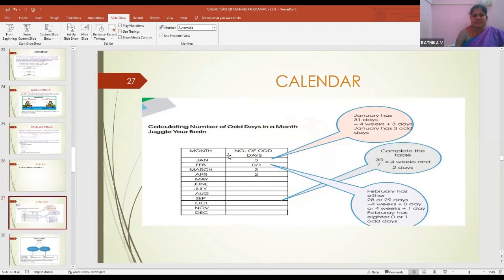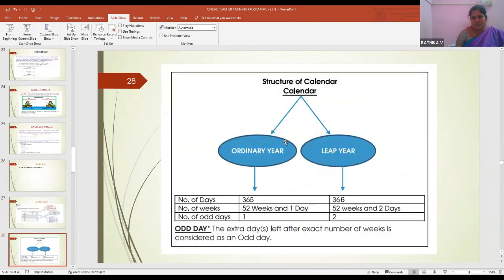So in this calendar, this is the structure of the calendar, ordinary year and leap year. In the ordinary year, the number of days is 365. To get the number of weeks, we divide by 7, and the days left out we call an odd day. In the leap year, 366 days, 52 weeks and 2 days left, that is called odd days. So the extra days left after the exact number of weeks are considered odd days. We should know the meaning of an odd day, because the questions are based on that.